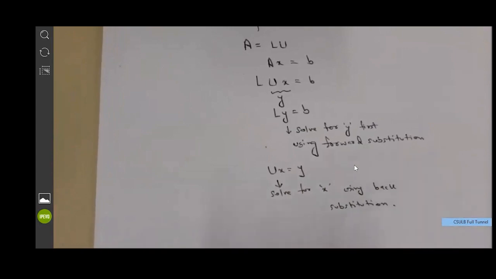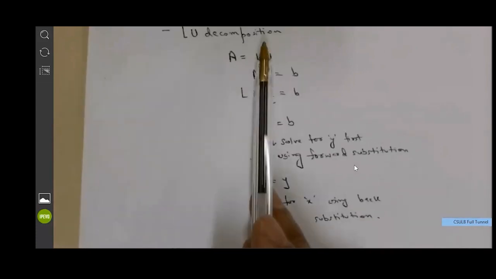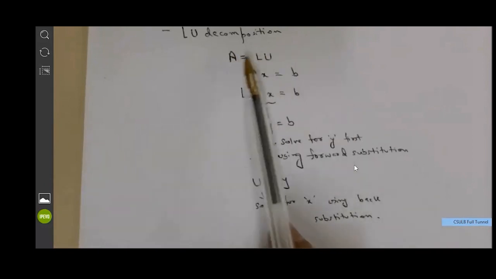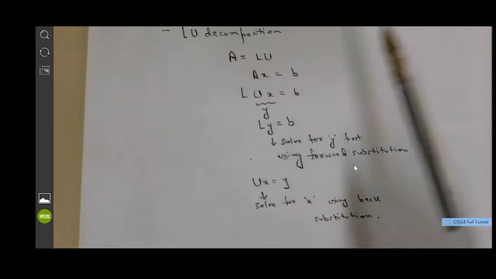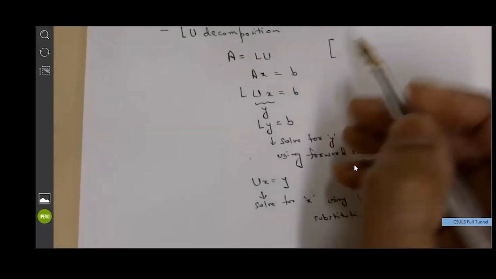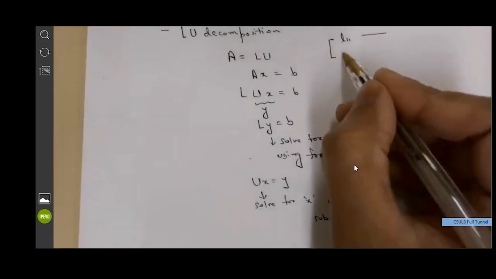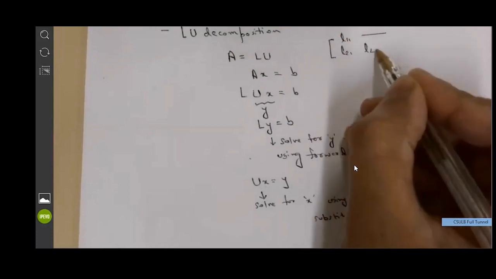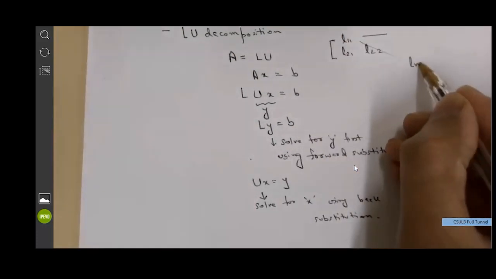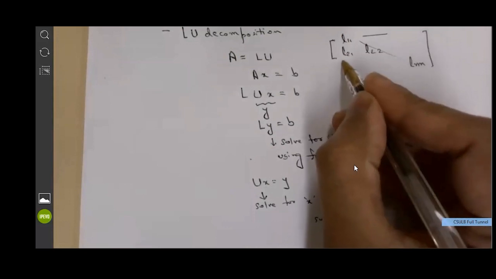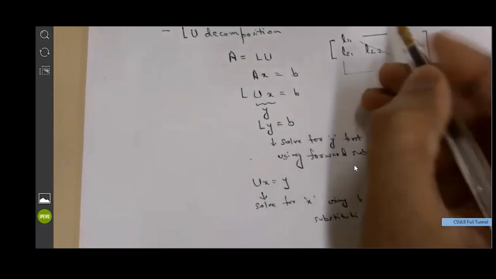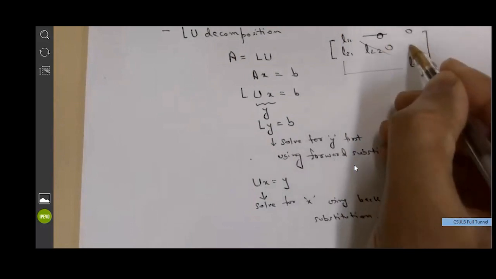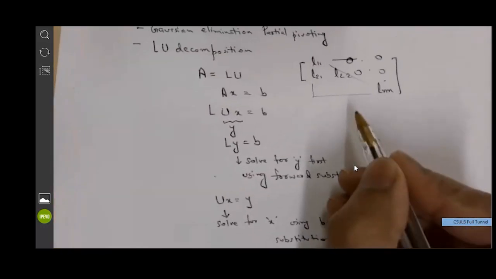So today what we are going to do is just an extension of what we were discussing. In LU decomposition, we are basically trying to decompose this matrix A into L and U. L is lower triangular and U means upper triangular. So L11, all zeros, L21, L22, and so on, up to Lnn. This has all the entries in the lower triangle, and everything else is zeros. So this is a lower triangular matrix.